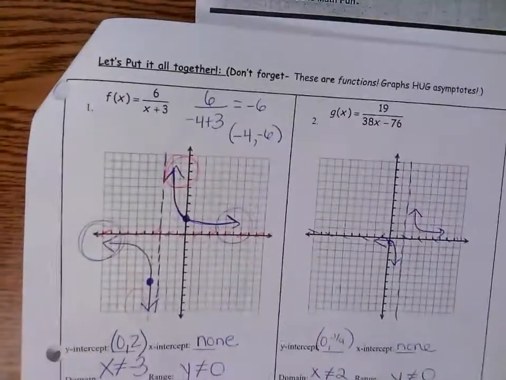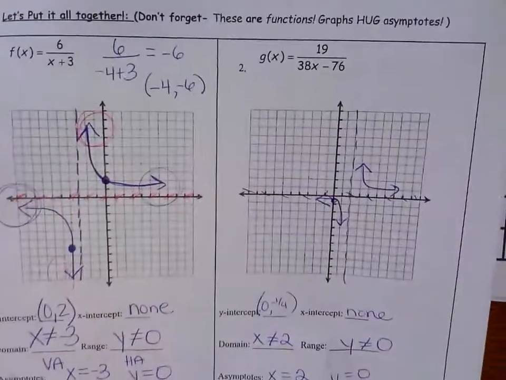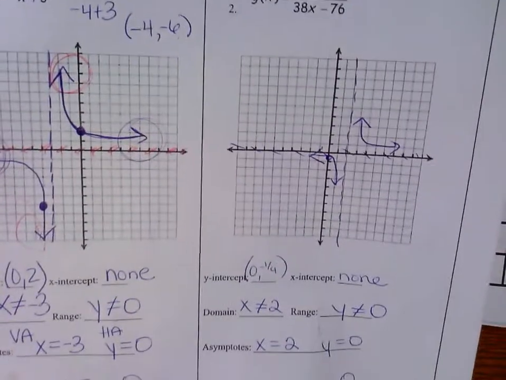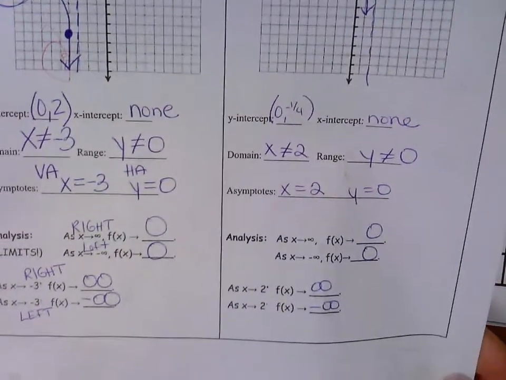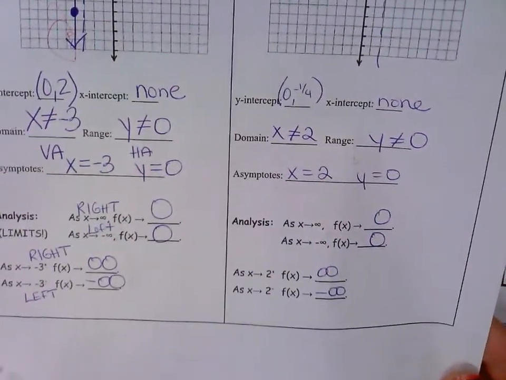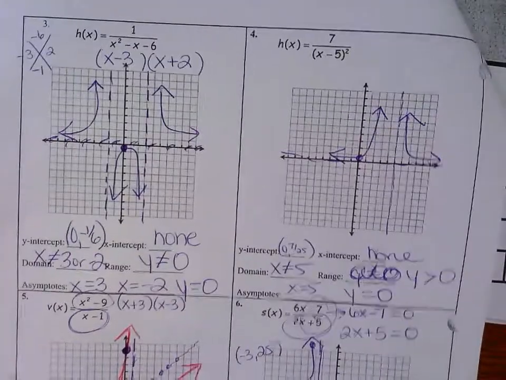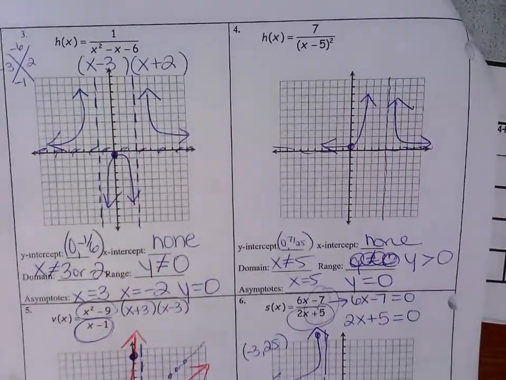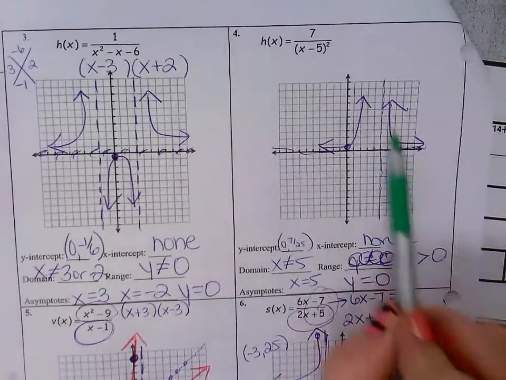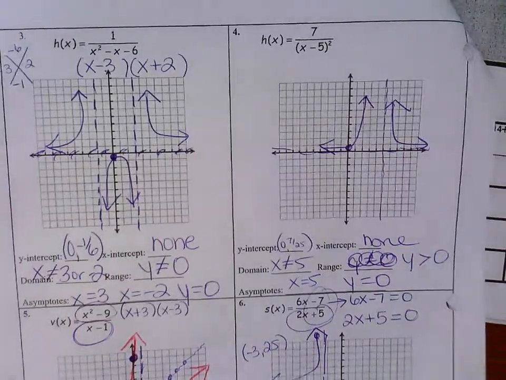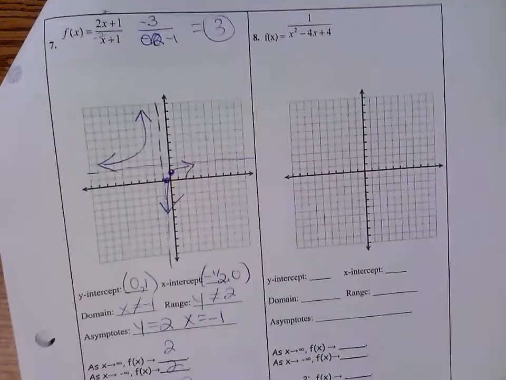So students completed graphs 2, 4, and 7. So here is the answer to graph number 2. So pause it if you need to pause it. And then here is the answer to graph number 4. Notice that the range was y is greater than 0 on this one. And then this is graph number 7, where we stop.